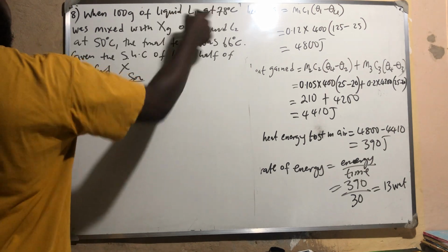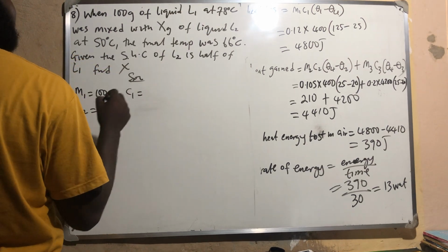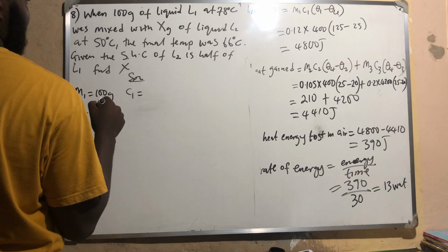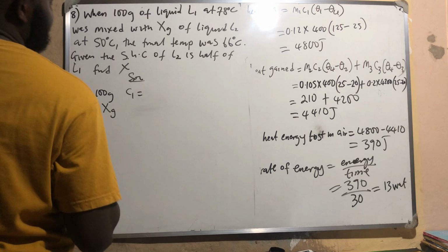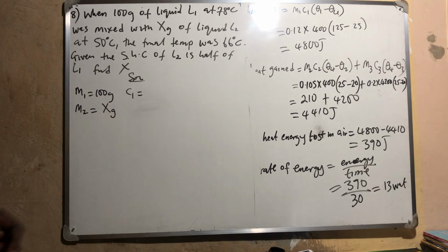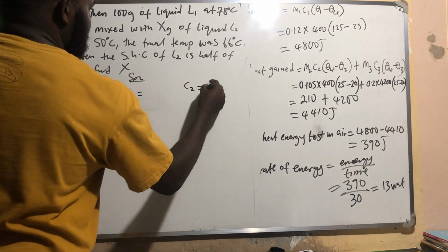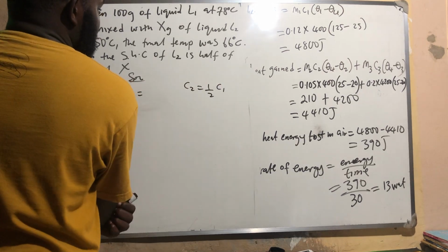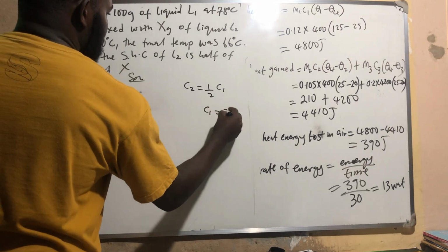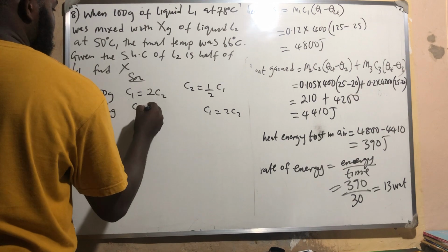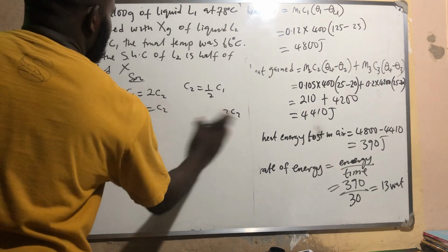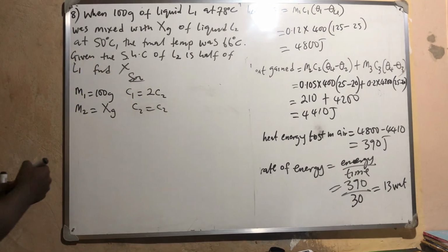Okay, so then I say that my C1, the specific heat capacity of L1... They say that the specific heat capacity of L2 is half of L1. That is C2 is equal to what? 1 over 2 C1. So therefore, C1 is equal to 2 C2. So C1 is equal to 2 C2. Then C2 is equal to C2. So I've gotten that. Okay.